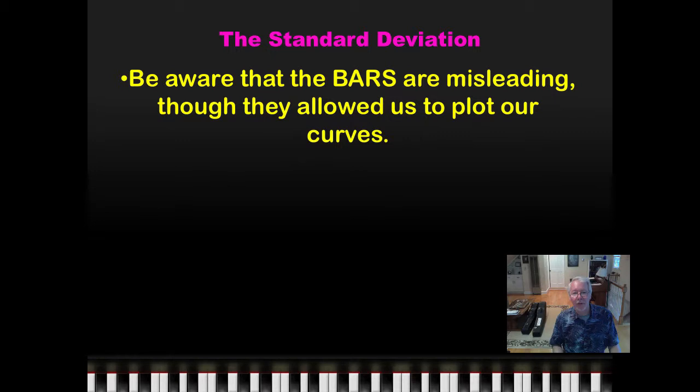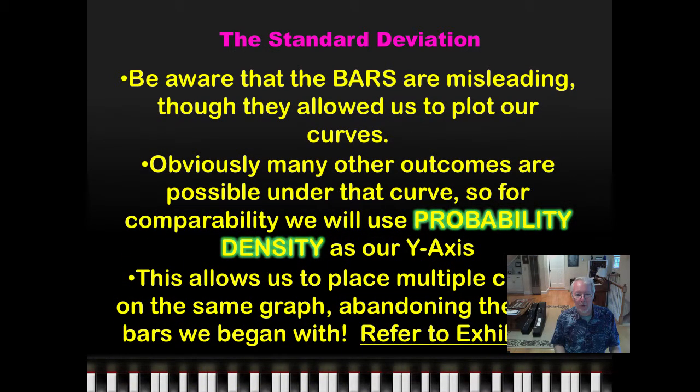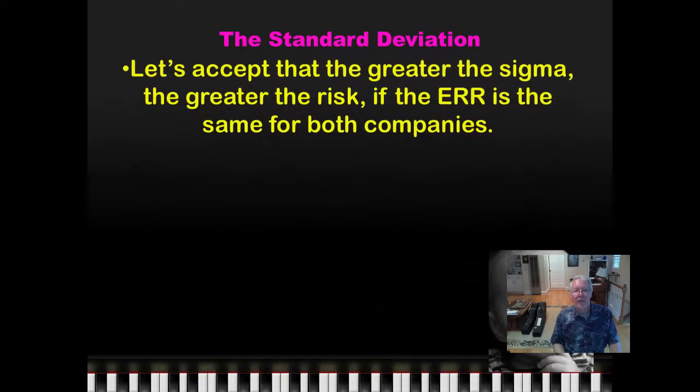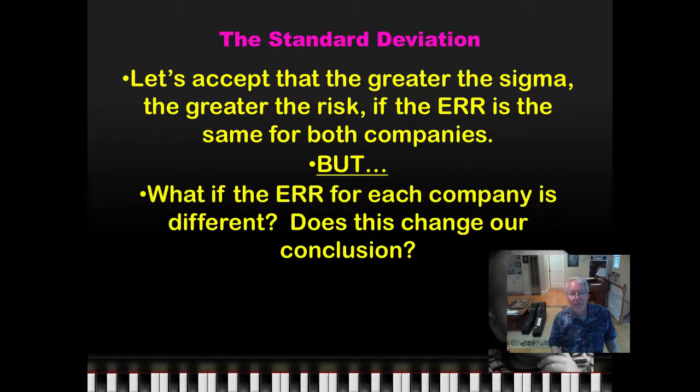Now remember, the bars are misleading. I put them there only to show how numbers can be turned into a bell-shaped curve. Don't worry about probability density. For now our rule is the greater the sigma, the greater the risk. Here's the condition, ladies and gentlemen. If the ERR is the same for both companies, I forced it to be. However, if the ERR for each company is different, that could change your conclusion.